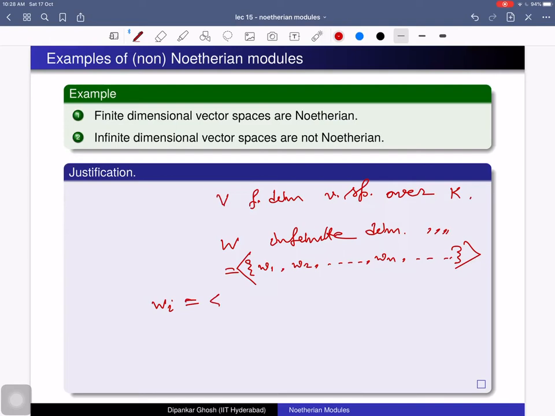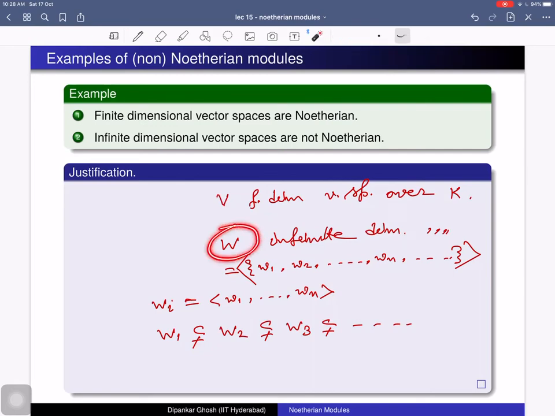So you consider the subspace generated by W1 up to Wn. Then W1 is strictly contained in W2, which is strictly contained in W3, and so on. You can have an infinite non-stationary ascending chain. So in that way also you can say that this W is not Noetherian.